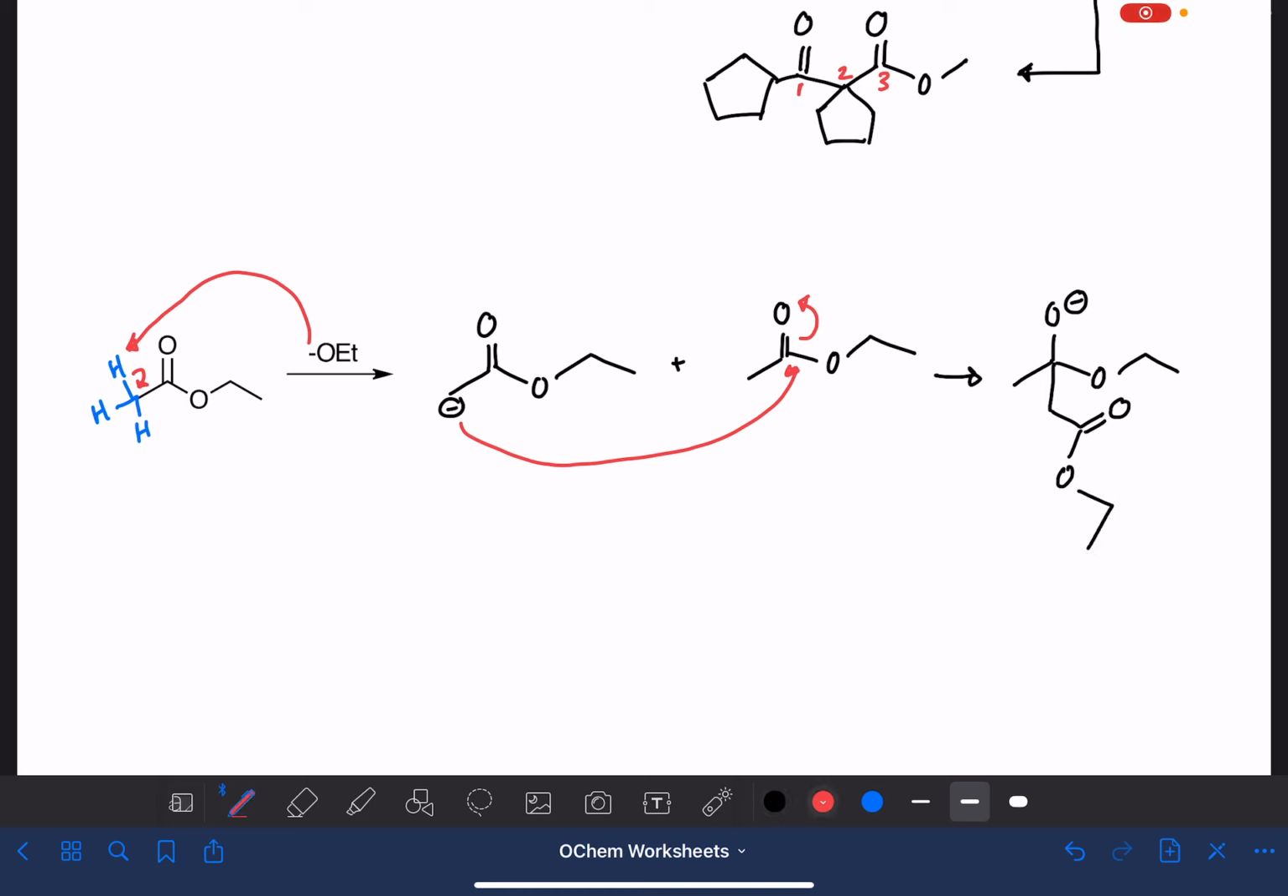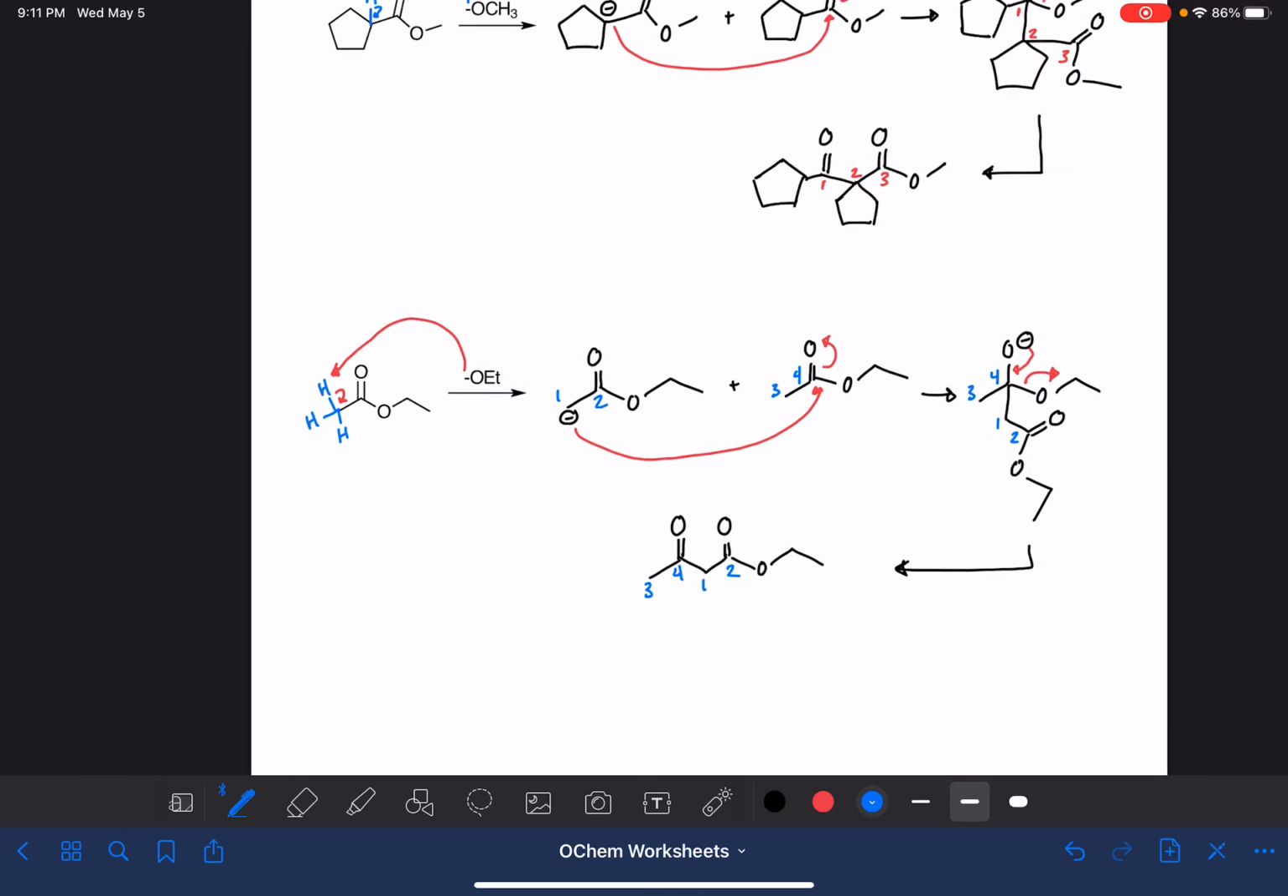And I'll go ahead and number these carbons: 1, 2, 3, 4. This is number 1, this is number 2, this is number 3, and this is number 4. The carbon-oxygen bond closes up and gets rid of the OR group, whatever the OR group might be. That's going to give us this molecule right here, a ketone slash ester, carbon 3, carbon 4, carbon 1, carbon 2. And again, this is where the reaction stops.